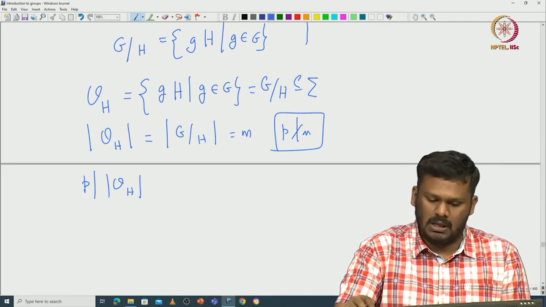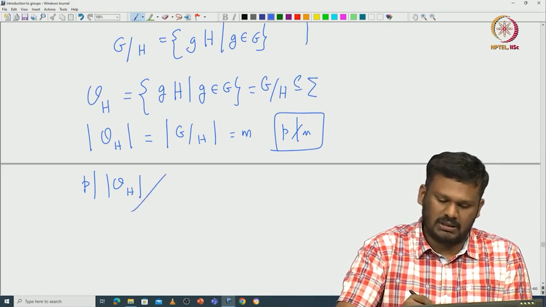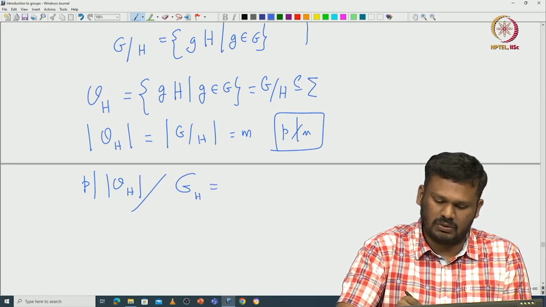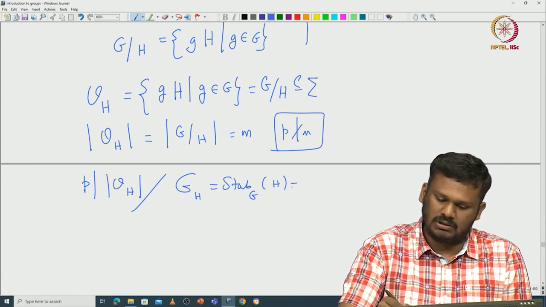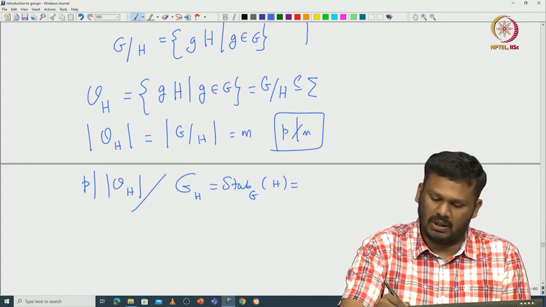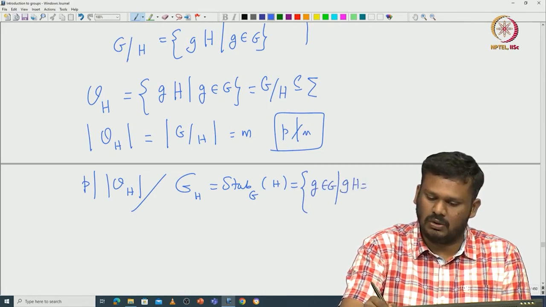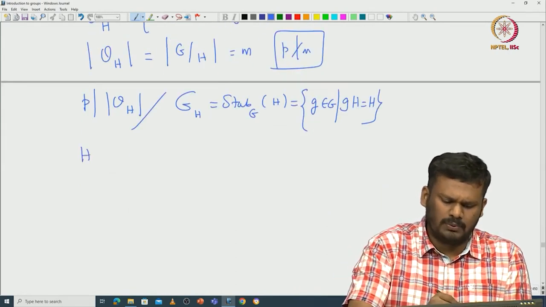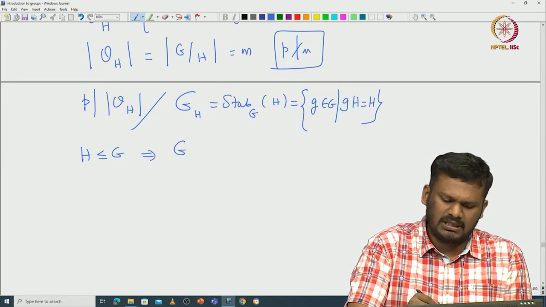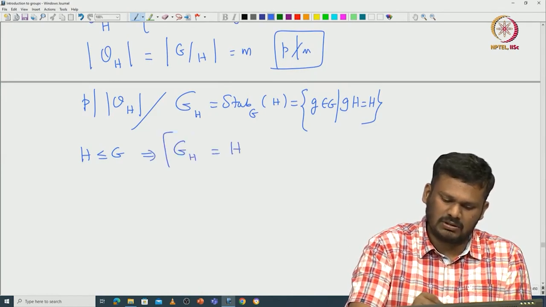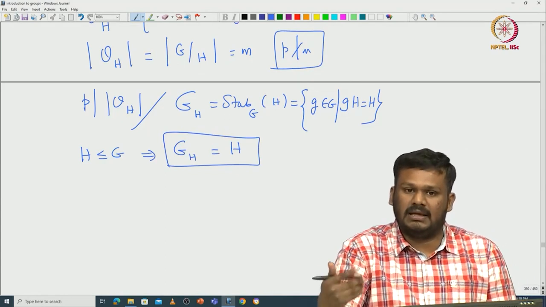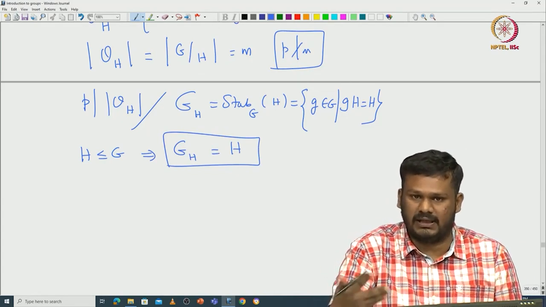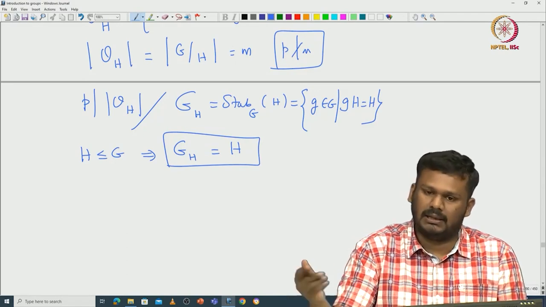Another thing you can easily check is the stabilizer of H inside G. This is something we have worked out already. This is going to be those g in G such that gH is going to be H. But H being a subgroup will imply that gH is exactly H. So H can be realized as the stabilizer of this H under this action.